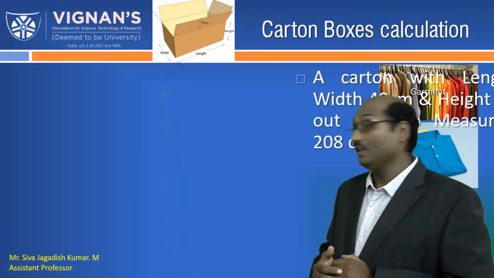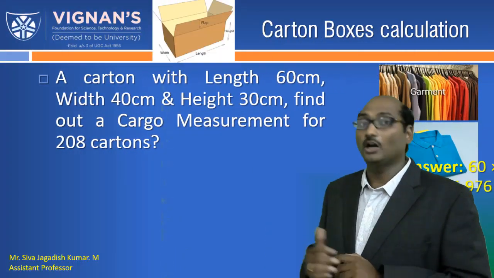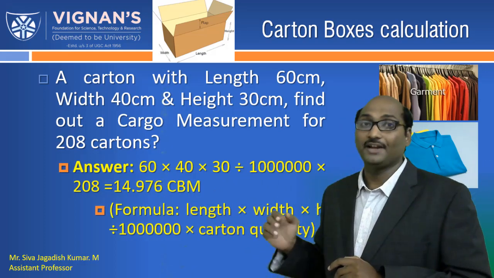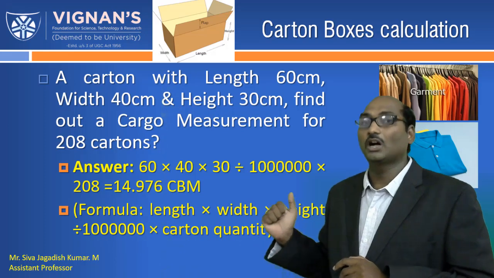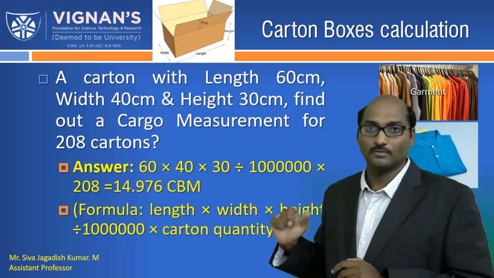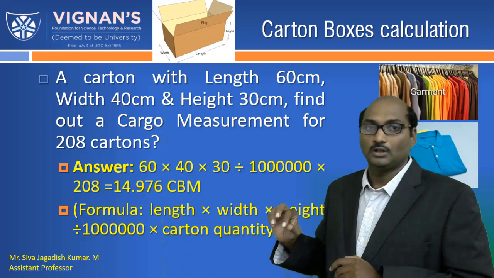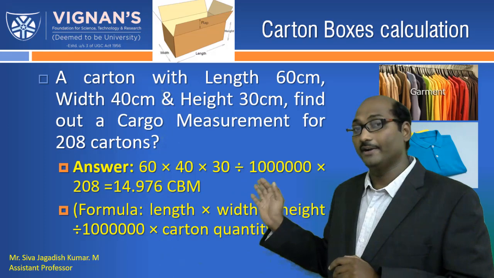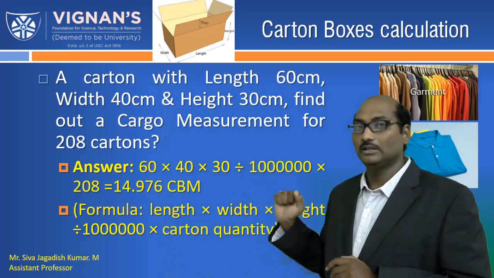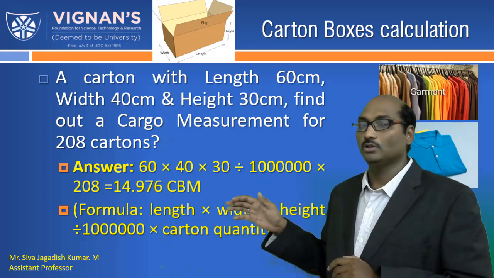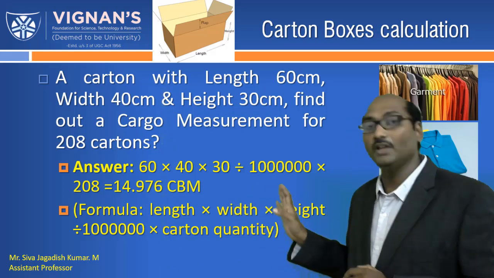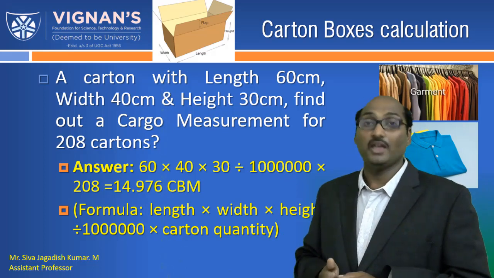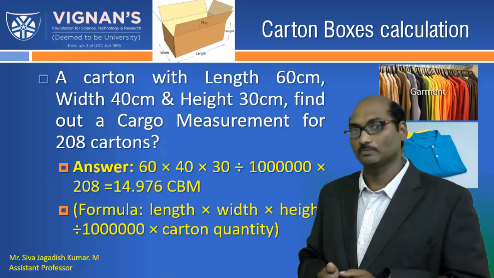Understood? So if you see the carton box calculation, a carton box with a length of 60 centimeter, width of 40 centimeter and height of 30 centimeter. What is the cargo measurement of 208 boxes, for finding out the CBM, cubic meter? So 60 into 40 into 30 whole divided by 10 lakhs and multiplied by 208. It gives 15 cubic meter. Especially in sea shipment or air shipment, this CBM comes into the picture.